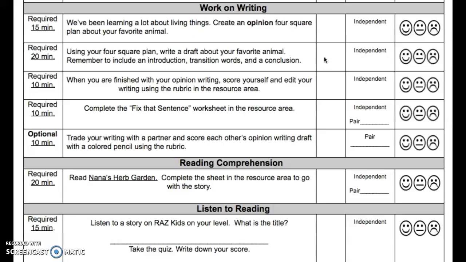Required for 10 minutes. Complete the Fix That Sentence worksheet in the resource area. Independent, reflect when you're done. You can use a pair, put your pair on the line.